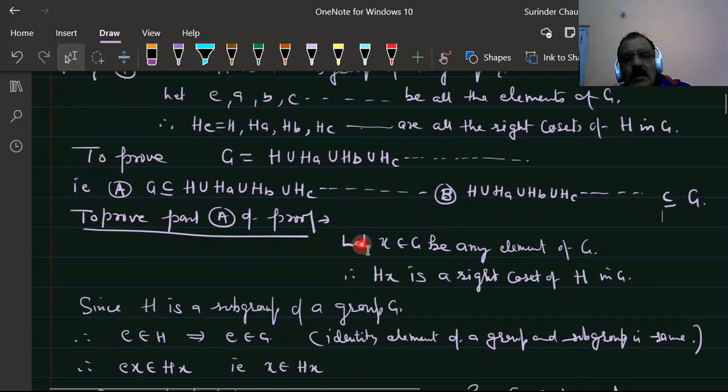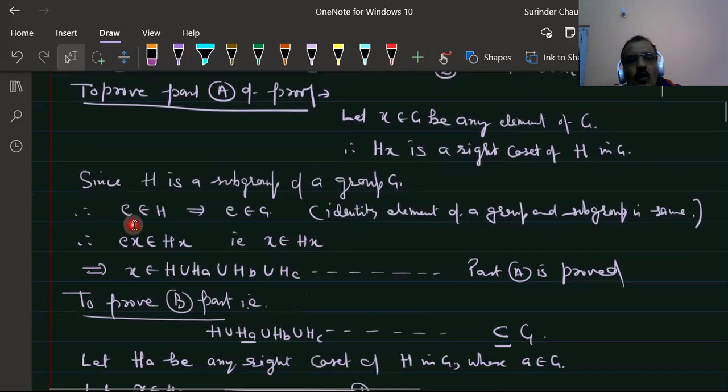For the proof of the first part, let x belong to G be any element of G. Therefore, Hx is a right coset of H in G. Since H is a subgroup of the group G, therefore e also belongs to H, and e belongs to H implies e belongs to G, as the identity element of the group and subgroup is the same. Therefore, e times x belongs to Hx, the right coset. That is, e times x is equal to x, so x belongs to Hx.